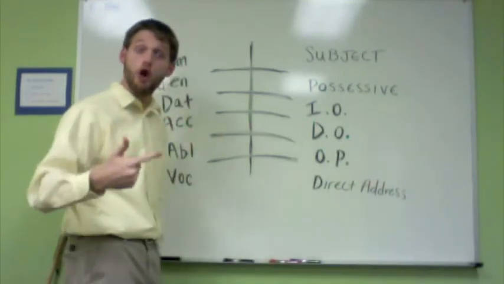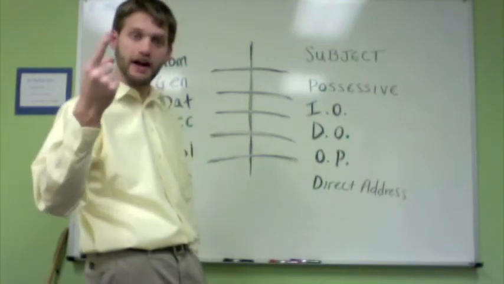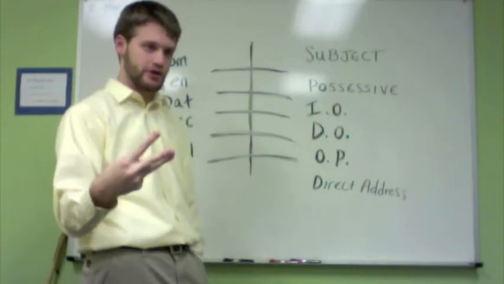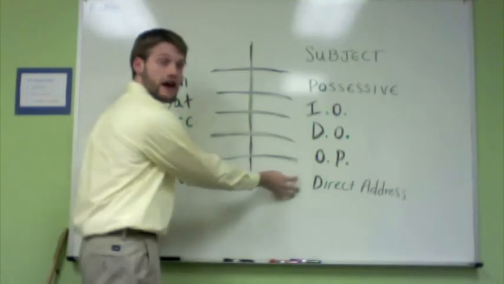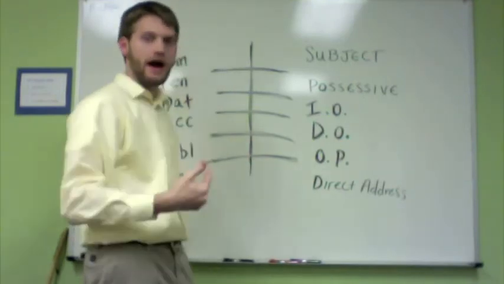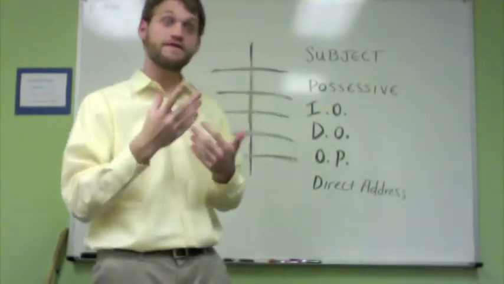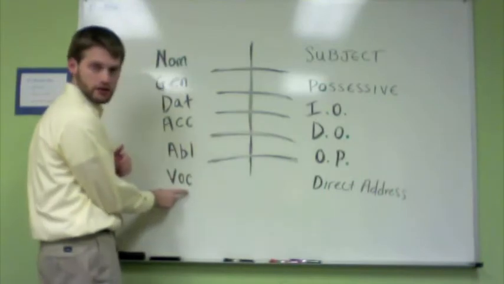So friends, Romans, countrymen, lend me your ears. Friends would be in the vocative. Romans would be in the vocative. Countrymen would be in the vocative. Because it's, again, who you're speaking to. That goes in the vocative. It comes from Latin voco, which means I call to, or to call. So the vocative is to whom you're calling.